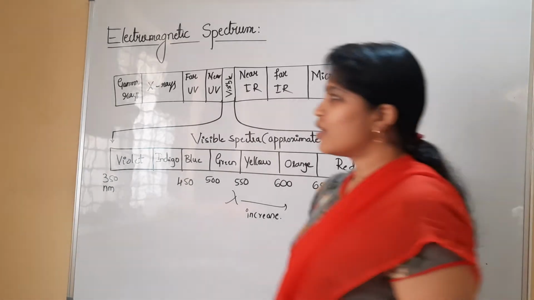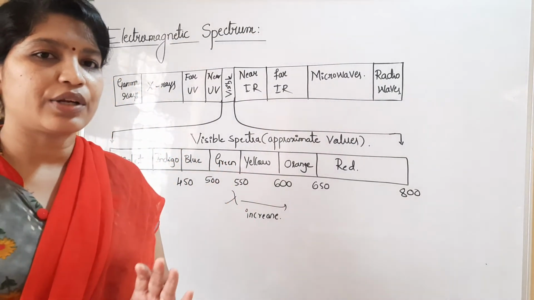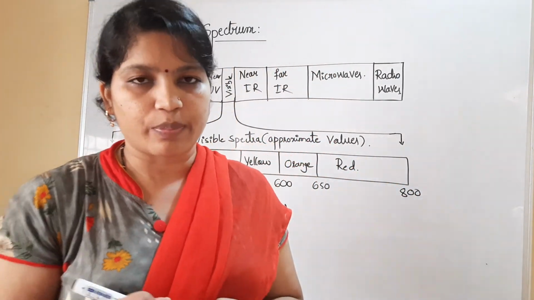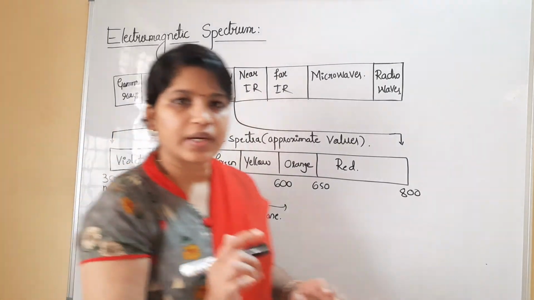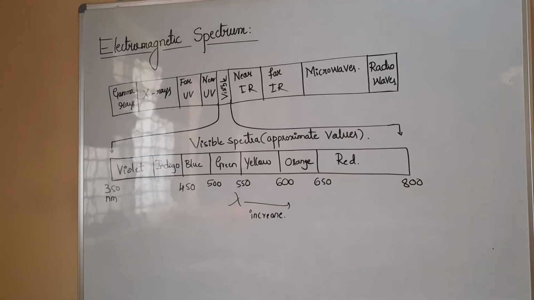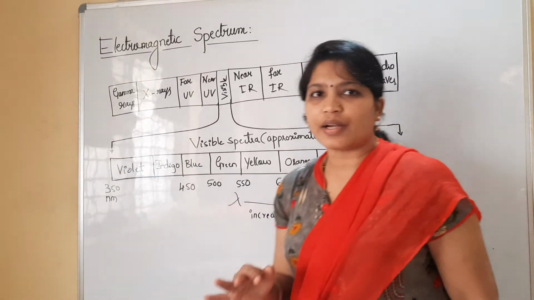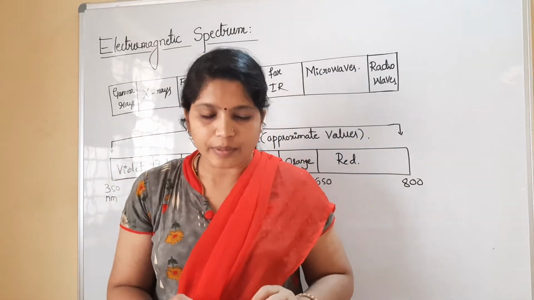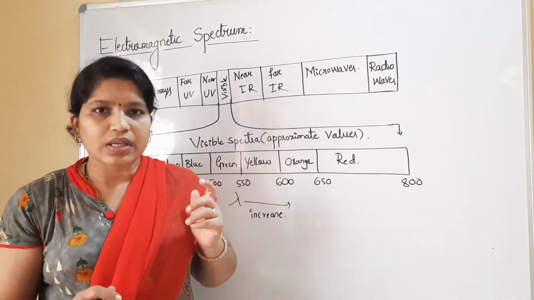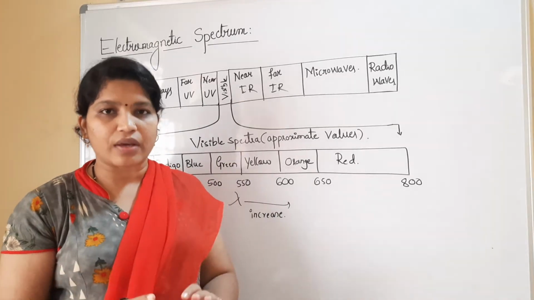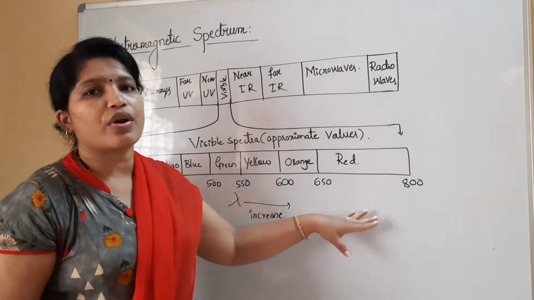Welcome back, students. Now we'll understand the electromagnetic spectrum. Electromagnetic spectrum is a most important point. Good day, students. Now the question arises, what do you mean by electromagnetic spectrum? Electromagnetic spectrum is a kind of representation of different types of waves in their increasing order of wavelength.